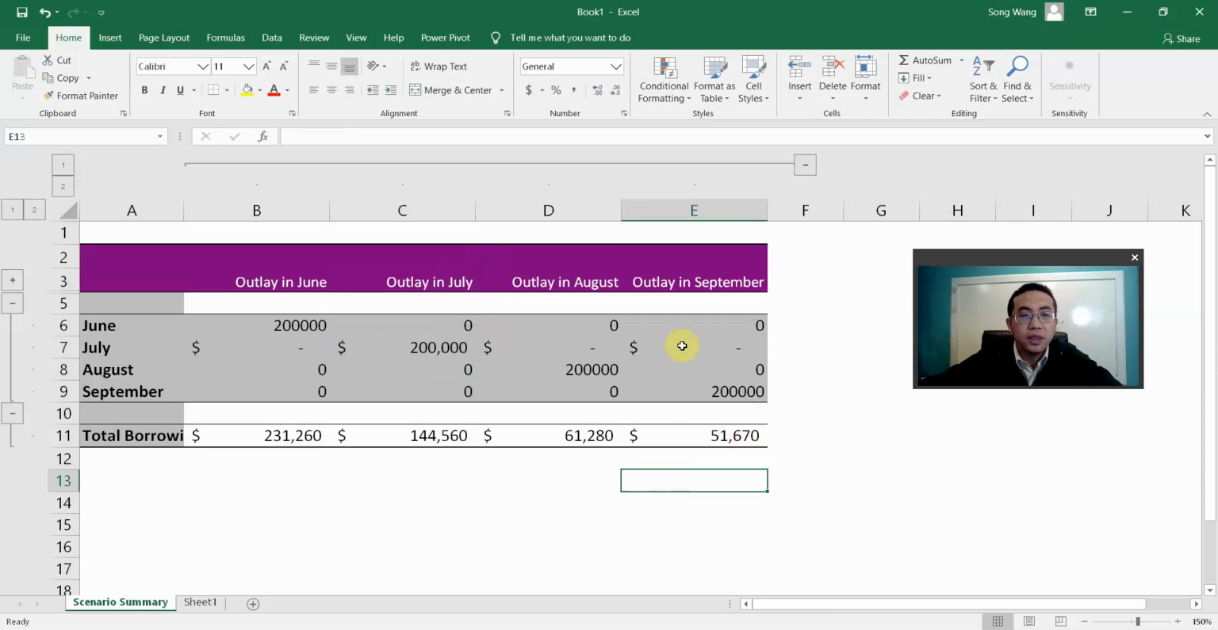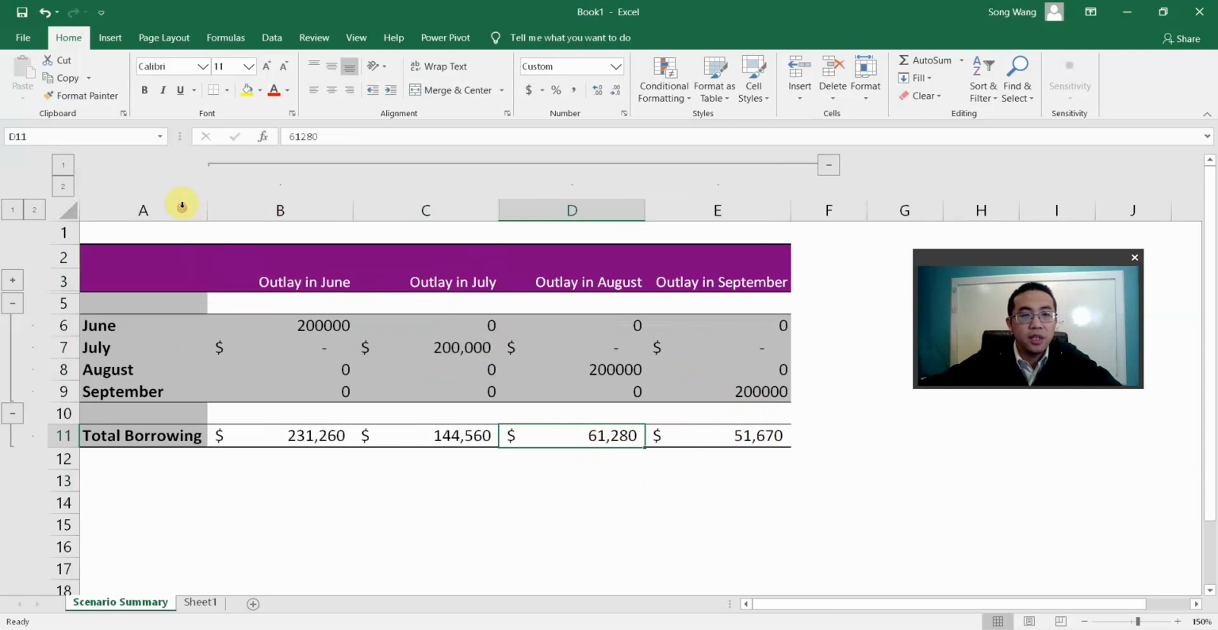So you will see that if the outlay occurs in September, then your total borrowing will be the least. So you had better wait until September, until you have accumulated enough cash, in order to launch that major capital expenditure.